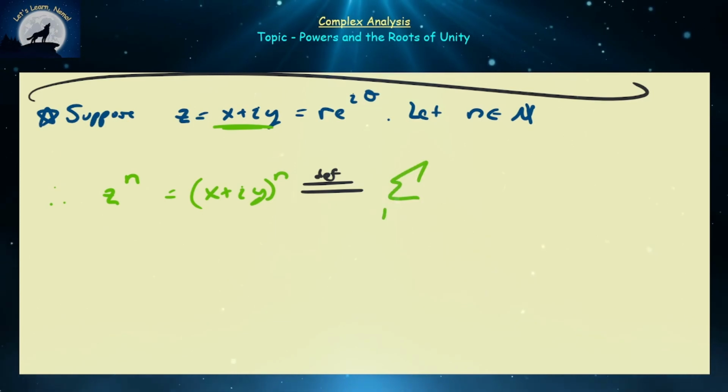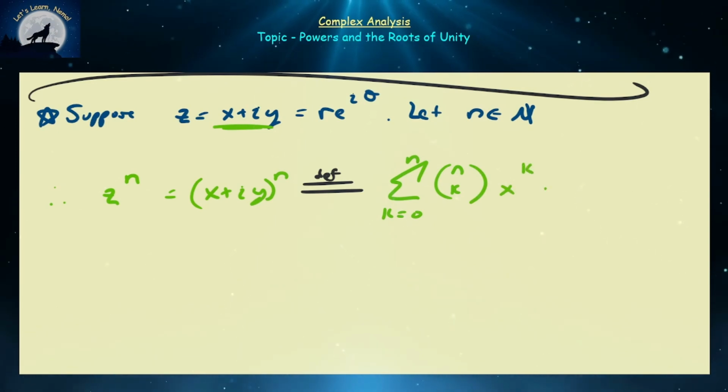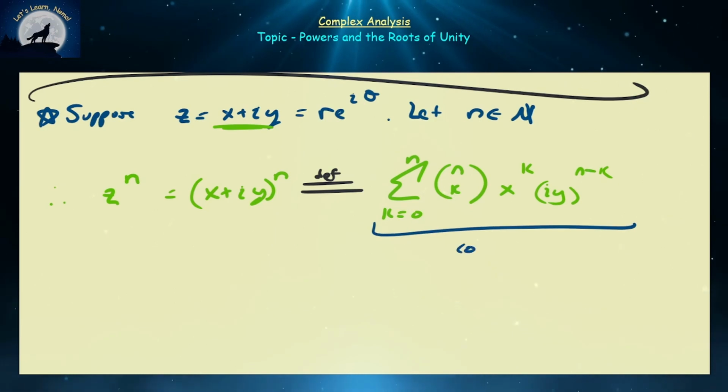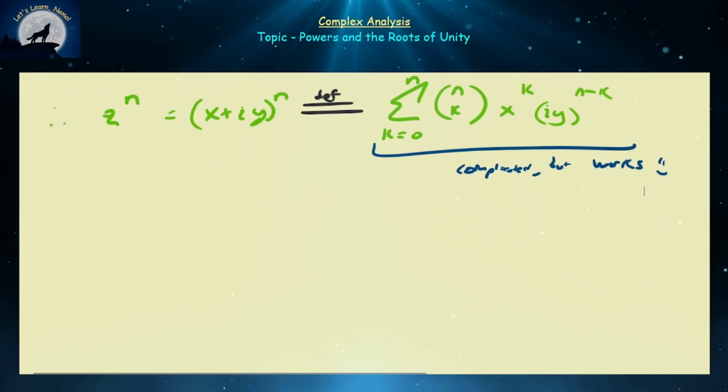So it can be like, oh, that's just going to be equal to the sum from k equals 0 to n of n choose k. So that's a binomial coefficient, x to the power of k, and then iy to the power of n minus k, right? So that's coming from the binomial expansion theorem, but it's complicated. It's complicated, but it works nonetheless, right? But is that how we really want to define z to the power of n? Actually, no, there's a nicer way.